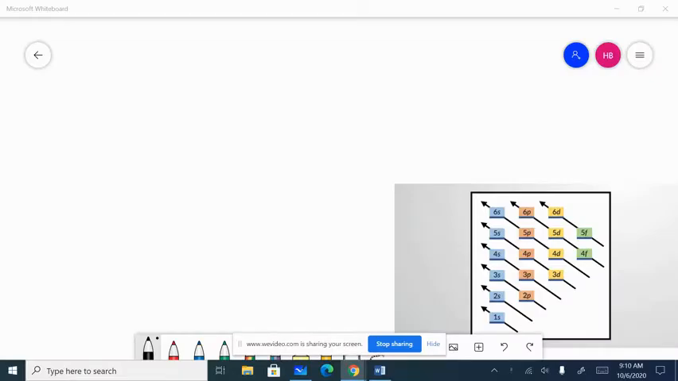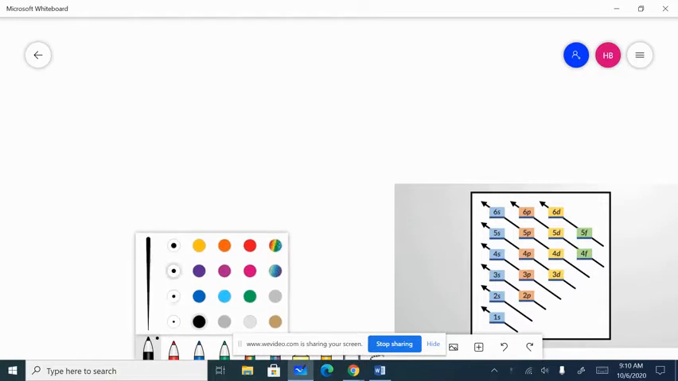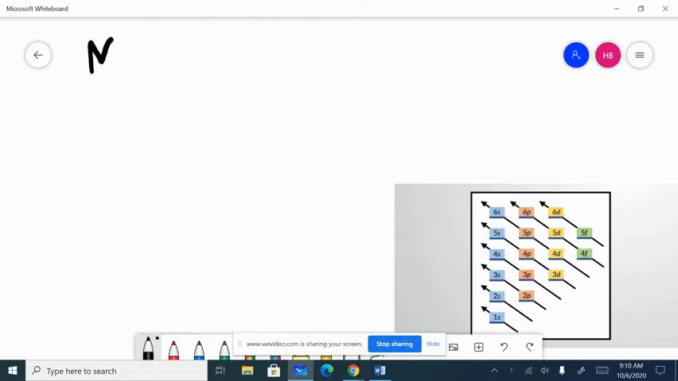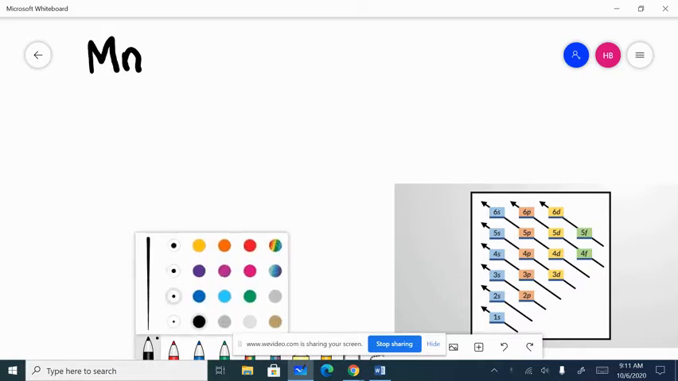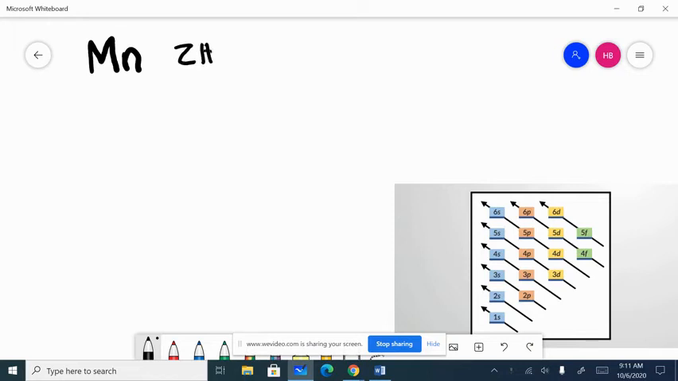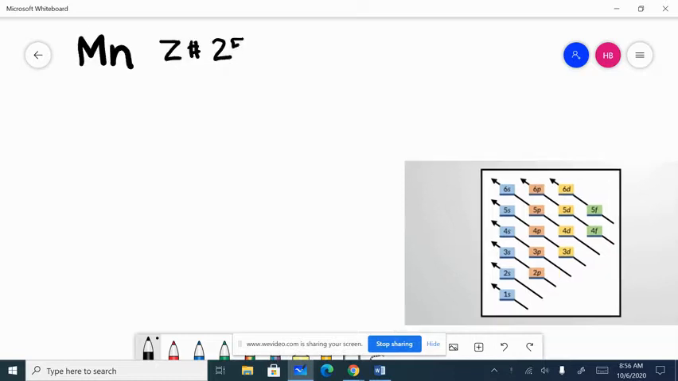Hi Chem, today we're going to practice a little bit more with complete electron configurations. I'm going to start with a relatively small one, and that's going to be manganese. Manganese is in the 3D sublevel, and it has a Z number of 25. That means there are 25 electrons I need to represent.